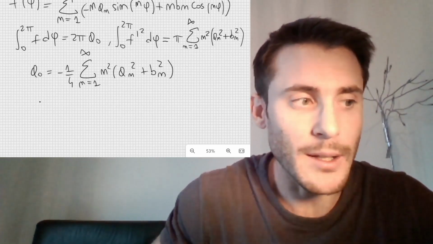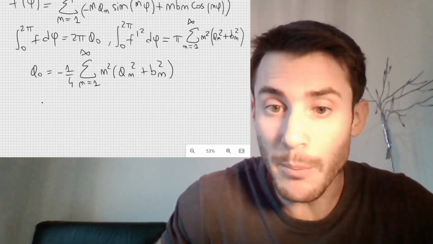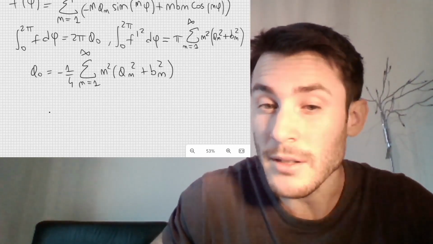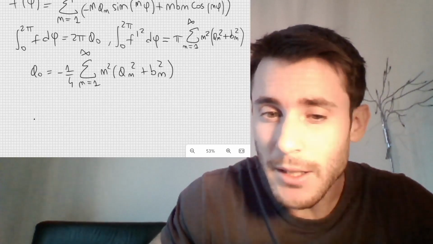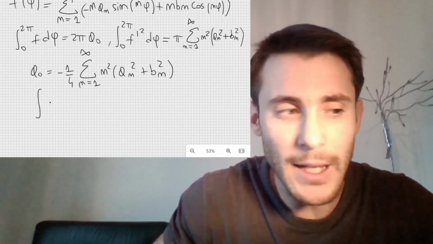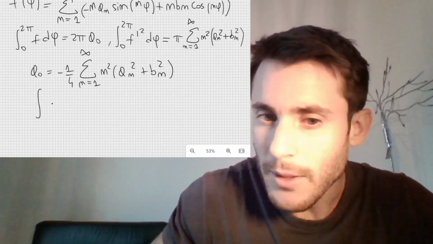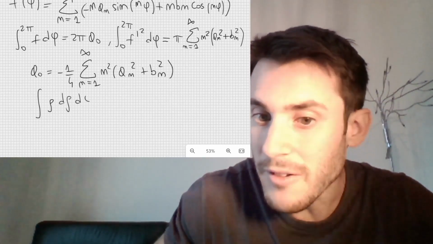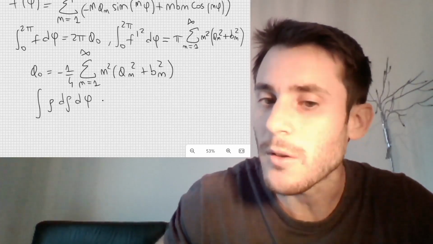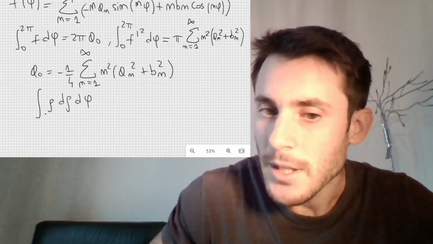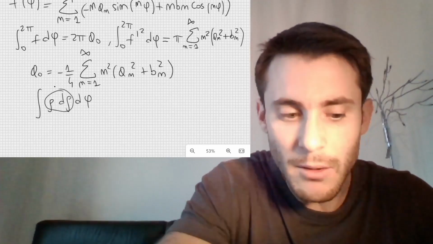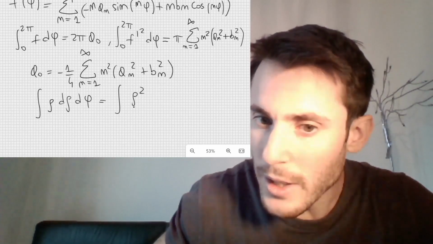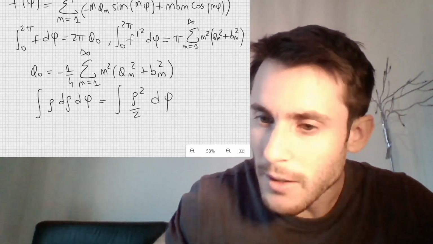Now we can calculate the area enclosed by the perturbed curve, and we will use polar coordinates in this case. So we can write in general an integral like this. In polar coordinates, an area can be calculated as rho d rho d phi. So you have to integrate over rho and over phi. And if you carry out the first integral over rho, you have to calculate the integral of rho squared over 2 d phi.